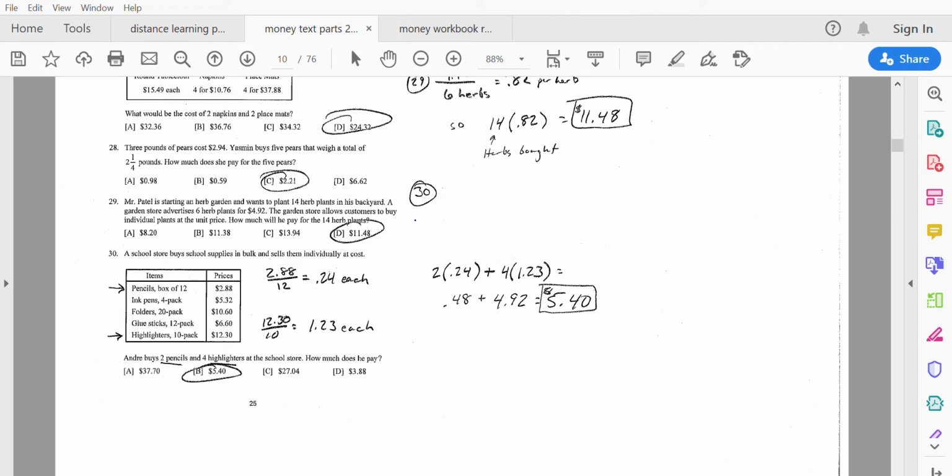So then look at how many you're actually buying. We're buying 2 pencils and they're 24 cents each. So that gives us 48 cents, 2 times 24 cents. Then we're buying 4 highlighters times $1.23. We multiply those, and we get $4.92. So we take the 48 cents plus the $4.92, and we get $5.40. Okay.